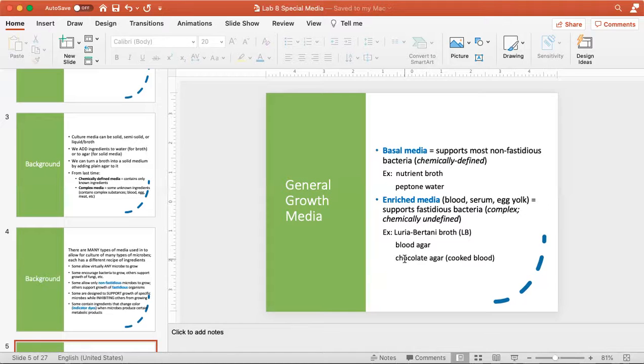Another very common complex media is called LB. Now, LB stands for something. It stands for Luria Bertani broth, but everybody calls it LB. And LB is just a complex mix of ingredients that can help fastidious bacteria grow.